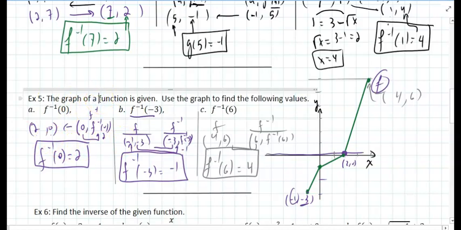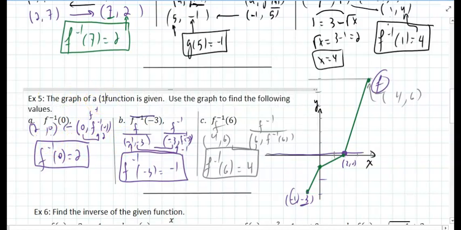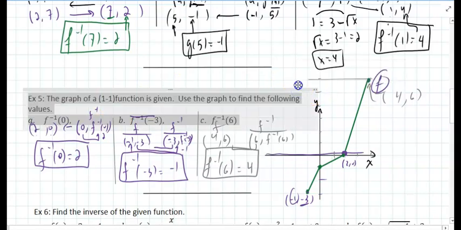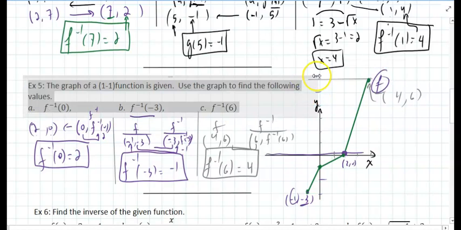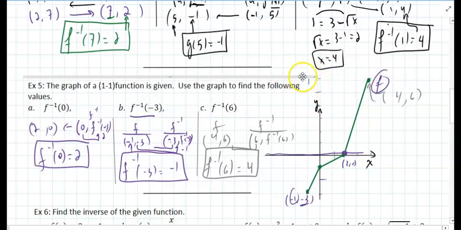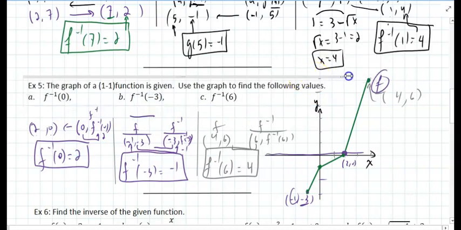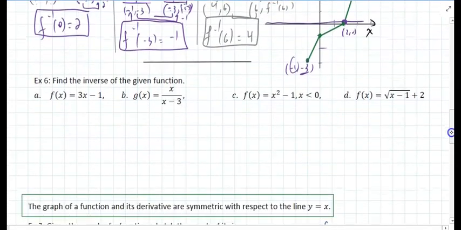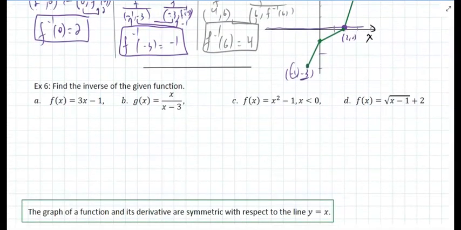A graph of a one-to-one function is given. Alright. We'll do this as we go, so you know. There it is. Now what? Now, find the inverse of the given function.